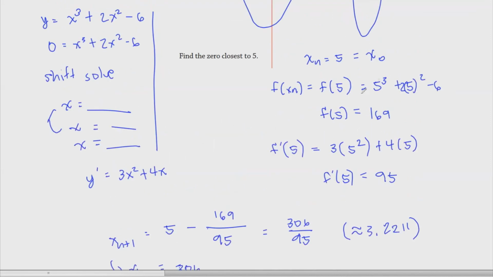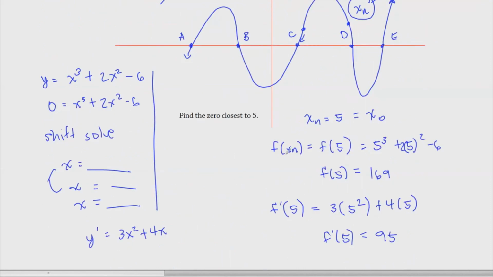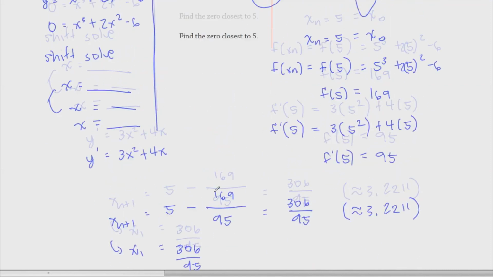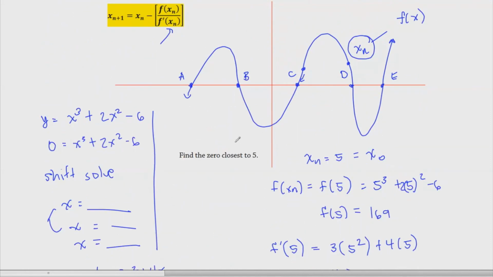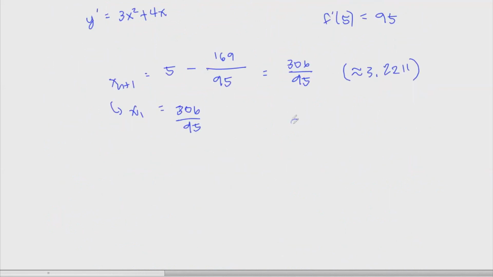In this case, I started with x sub 0 equal to 5, and after the first process of approximation, the answer is 306 over 95. Then you would have to do that again. You only stop when your x sub n is equal to x sub n plus 1. So you stop only when x sub n is equal to x sub n plus 1.